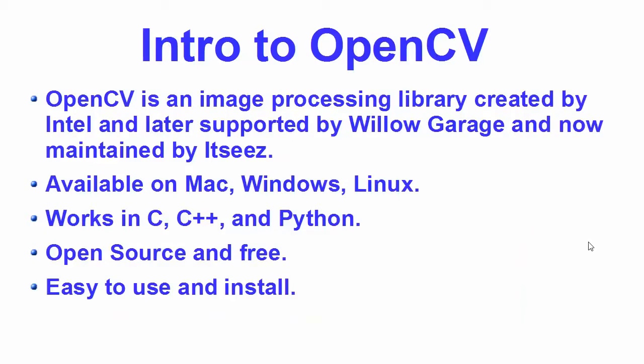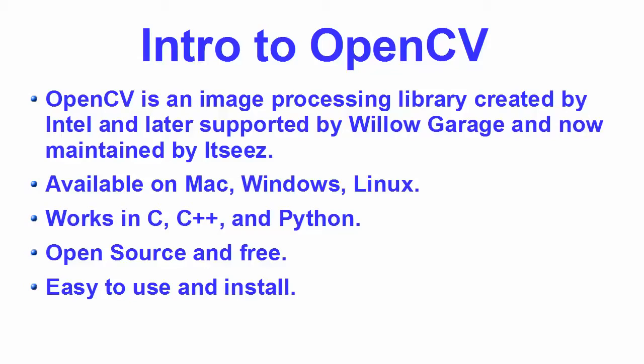So now let's see what is OpenCV. OpenCV, which stands for Open Source Computer Vision, is a library of programming functions mainly aimed at real-time computer vision. It was originally developed by Intel, and then it was later supported by a developer called Willow Garage, and now it is supported and maintained by ITCs.